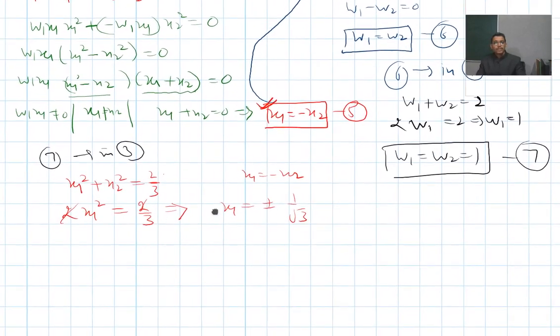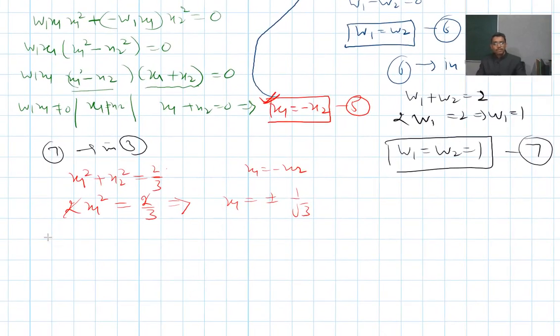So therefore, first of all let us take x1 is equal to minus 1 by root 3, and then x2 will become plus 1 by root 3. Similarly if I take x1 as plus 1 over root 3, then x2 comes out to be minus 1 over root 3. So it is one and the same thing.